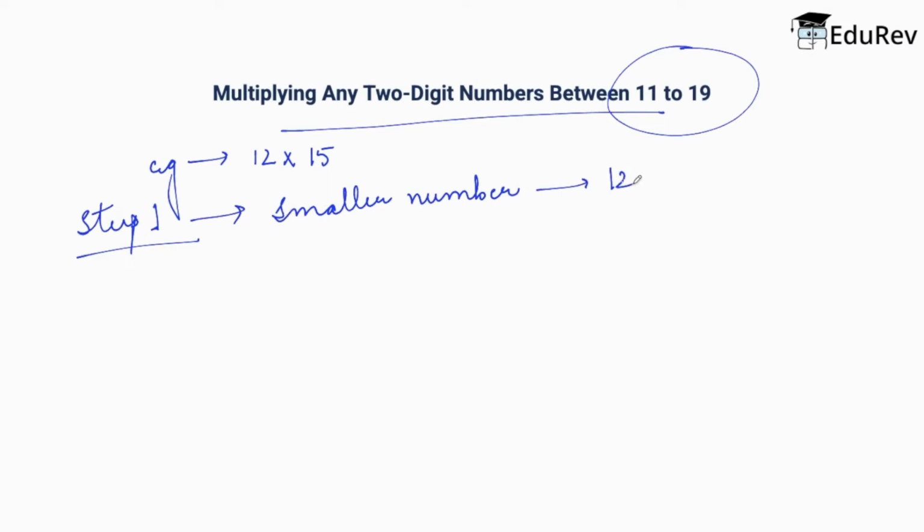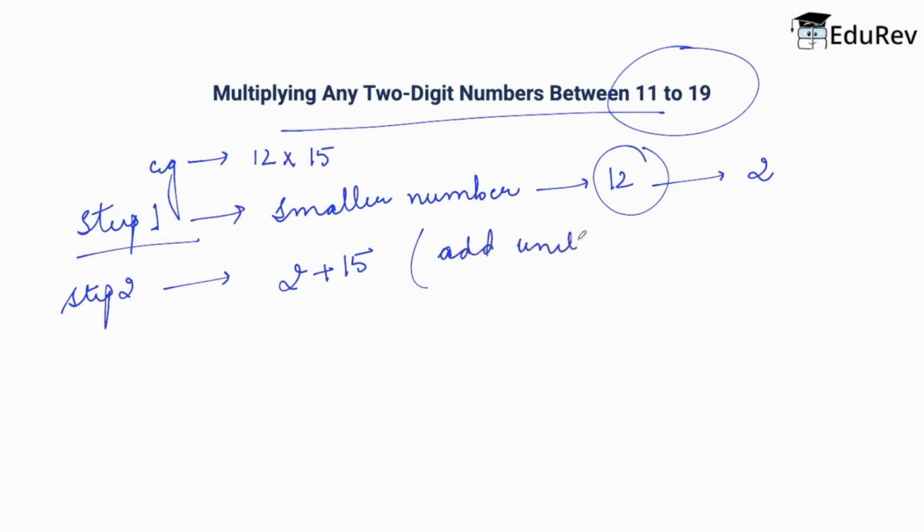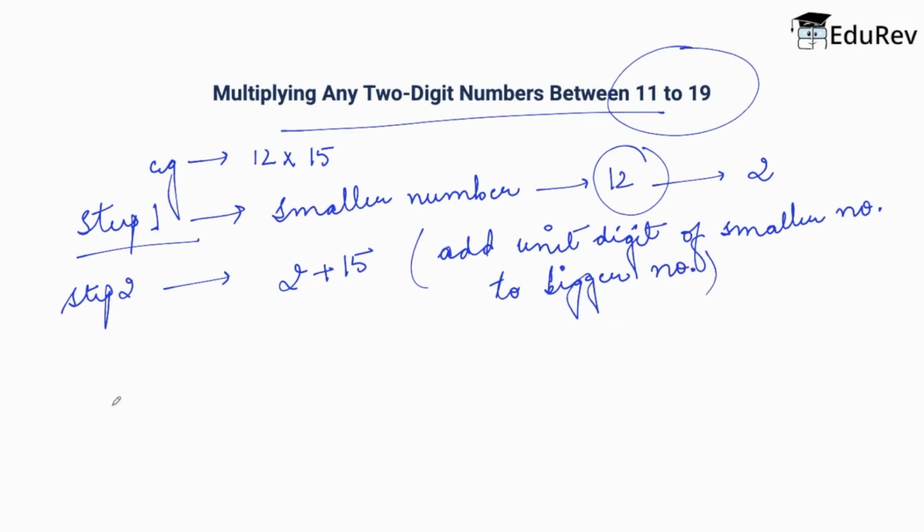And that is 12. Okay. So now the smaller number is 12 and its unit digit is what? 2. Step 2 is that I have to add the unit digit of the smaller number to my bigger number, that is 15. So what I need to do? Add the unit digit of the smaller number to the bigger number. Alright. So it will be what?